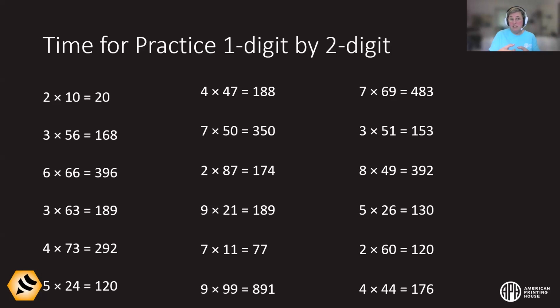This still keeps the system contained. Note all of the problems in the time for practice 1-digit by 2-digit are horizontal, easy to read, easy to follow along. And once it's set on your abacus, you don't have to refer to the paper anymore.